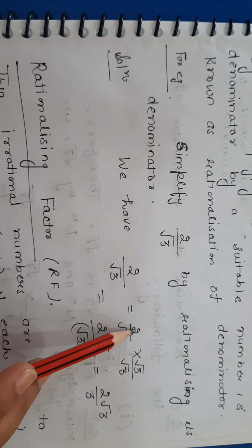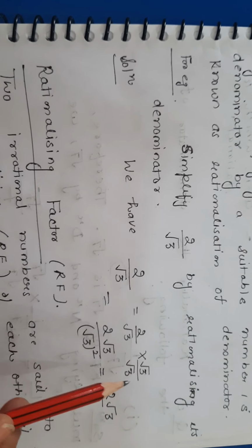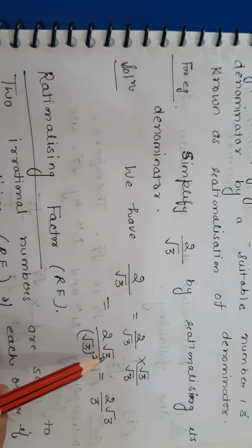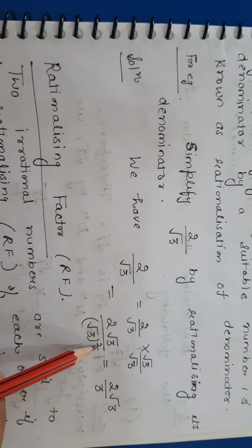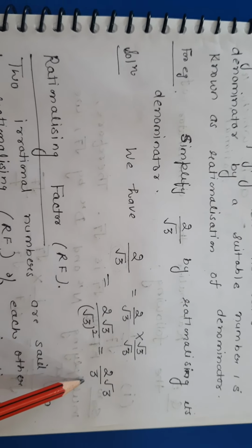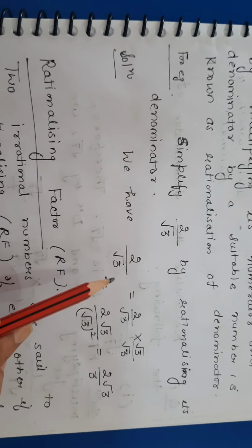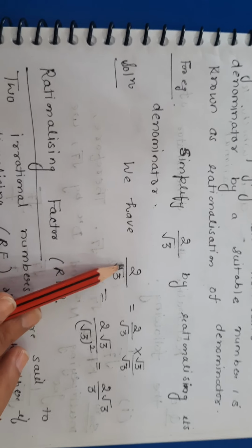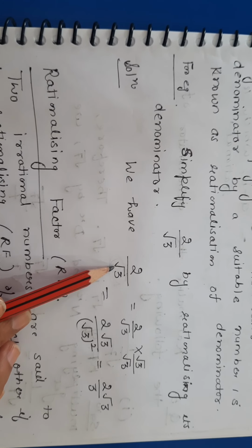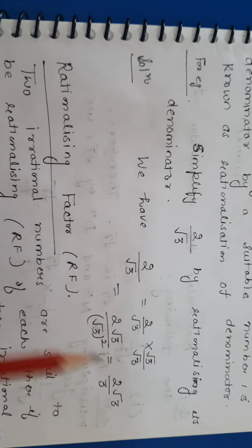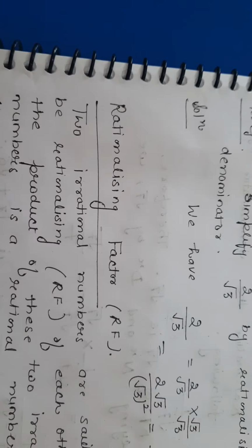So this is 2 into square root of 3. Here we have root 3 into root 3, right? So this is square root of 3 whole square. We know that this is equal to 3, and the numerator is 2 square root of 3. You have converted this irrational denominator, square root of 3, to a rational number. Now it is 3.